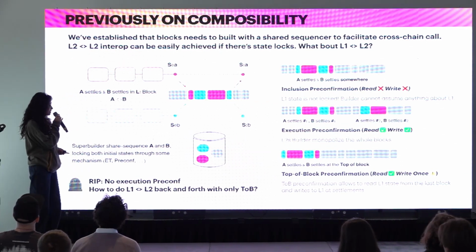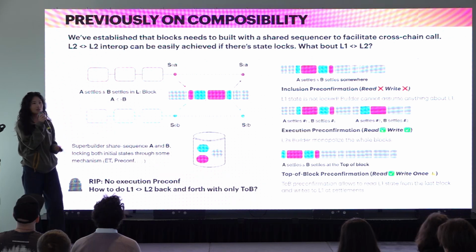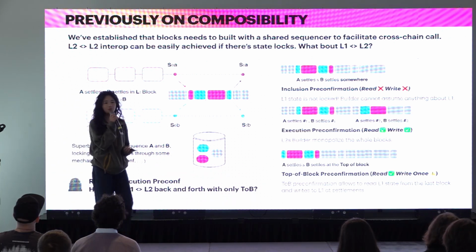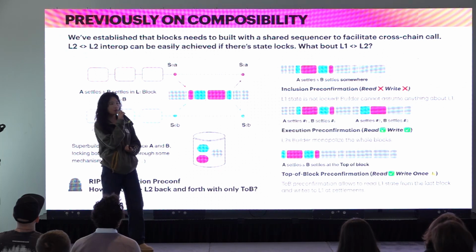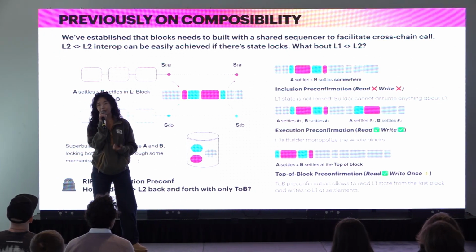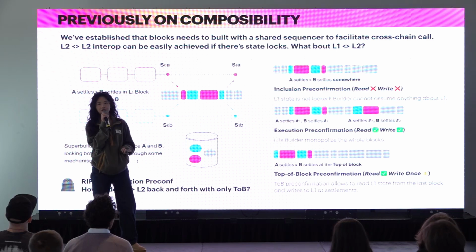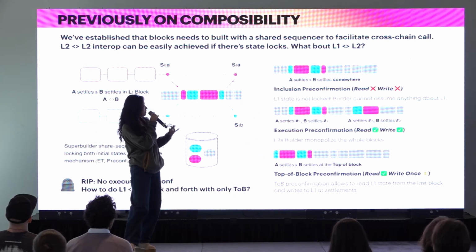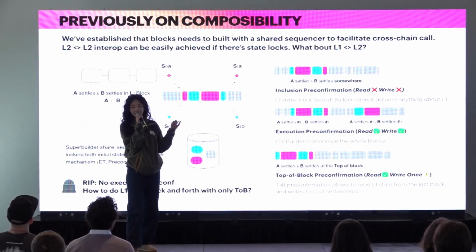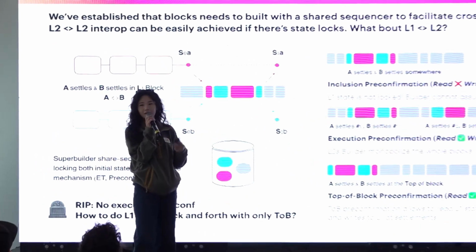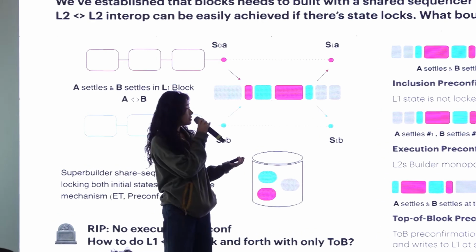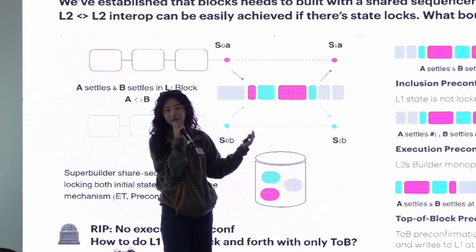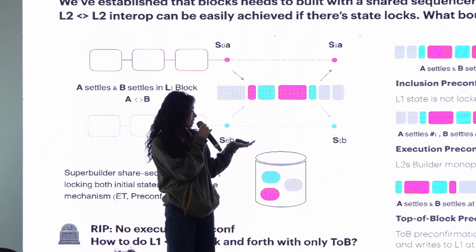We usually settle those blocks nowadays with a pre-confirmation protocol. With inclusion pre-confirmation, you're able to have a promise from the L1 validator that your transaction will be included somewhere within the L1 block. However, that means L1 state is not locked. The builder cannot assume anything about previous L1 state, which means we can interop between two chains that we're sequencing for, but we cannot interop with L1.